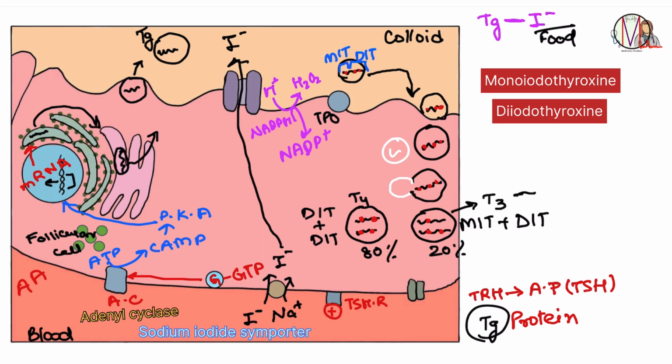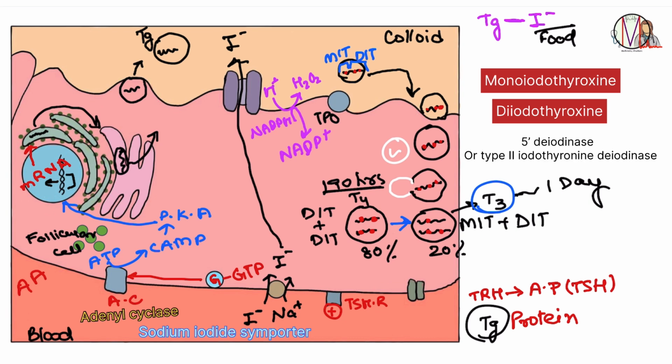It is because the half-life of T3 is just about 1 day, whereas the half-life of T4 is about 190 hours, that is almost 1 week. And wherever required, this T4 will get converted to T3 as the affinity of T3 is greater than T4. So this T4 will get converted to T3 wherever required peripherally. And this is done by the peripheral 5' deiodinase or type 2 iodothyronine deiodinase.